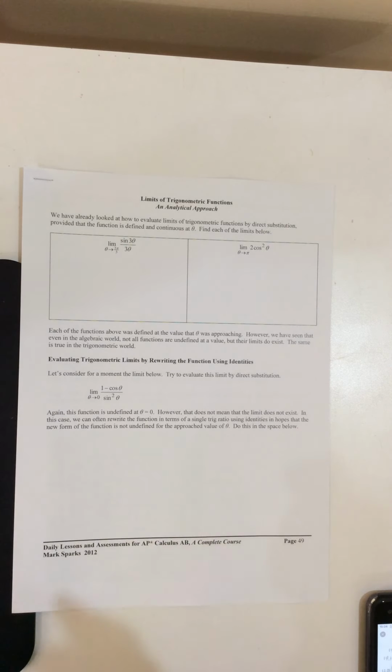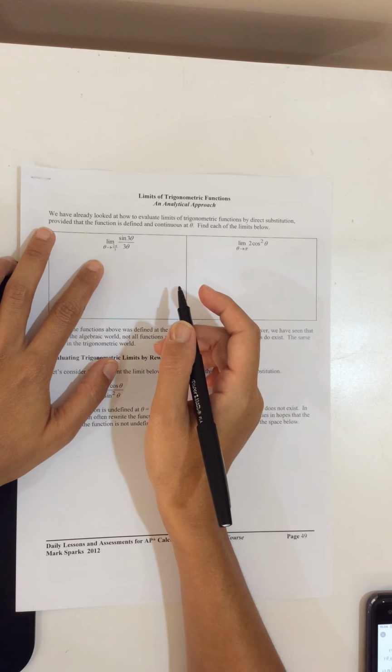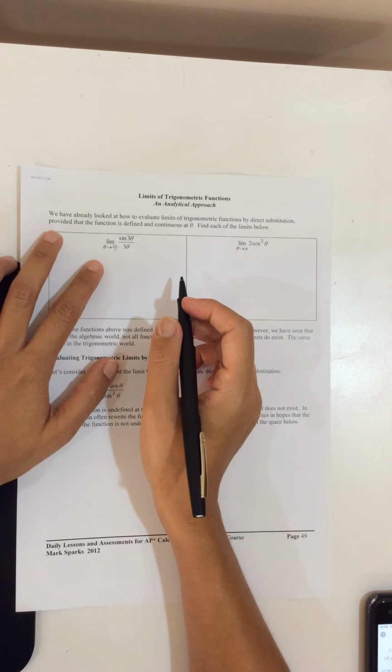We reviewed already how to do direct substitution, which I called how to solve it algebraically. But what happens when you are dealing with limits of trig functions that kind of come out undefined? So let's look at this. This is the limit as theta approaches 2 pi over 3 of sine 3 theta over 3 theta.